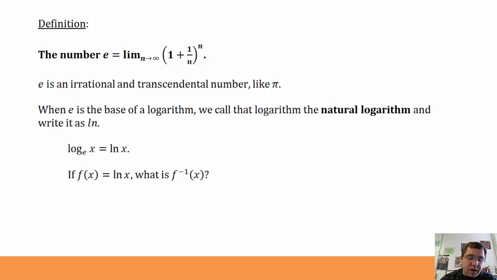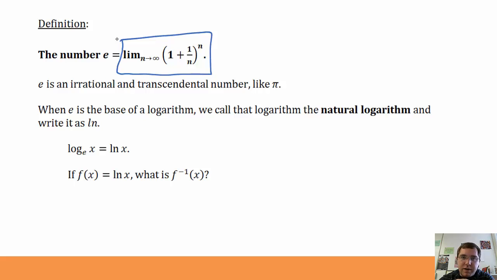The number e is said to be the limit, as n goes to infinity, of (1 plus 1 over n) to the n power. So limit just means that limiting value. What am I approaching as n gets larger and larger and larger? So e is an irrational and transcendental number, just like pi. Irrational means it cannot be written as a fraction of two integers.